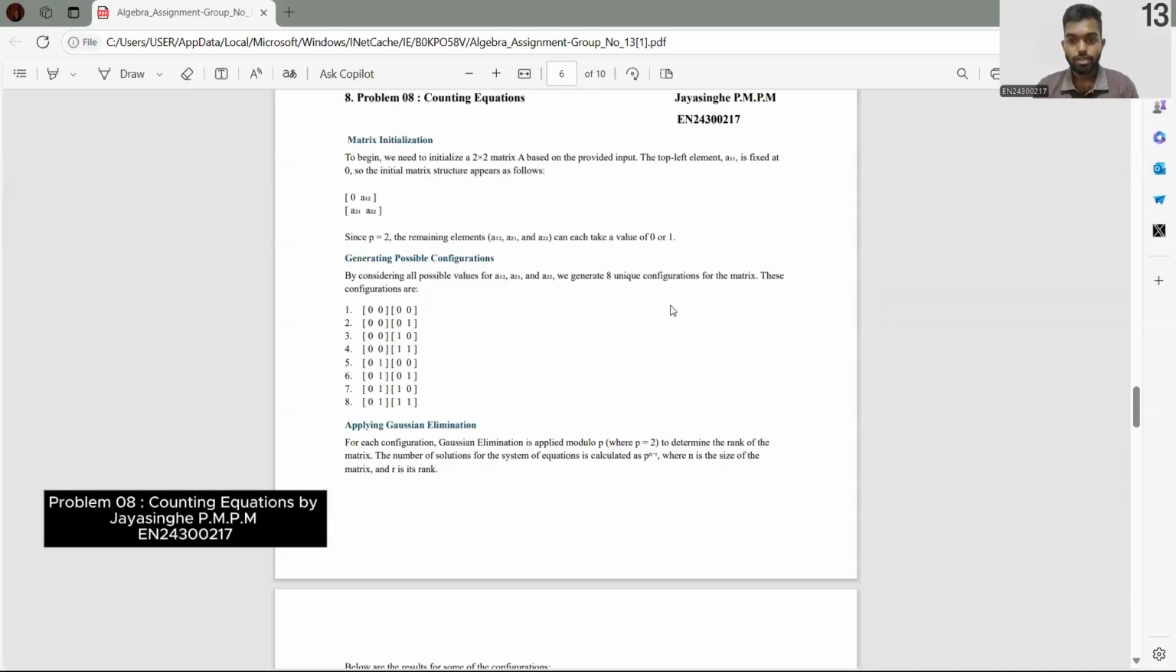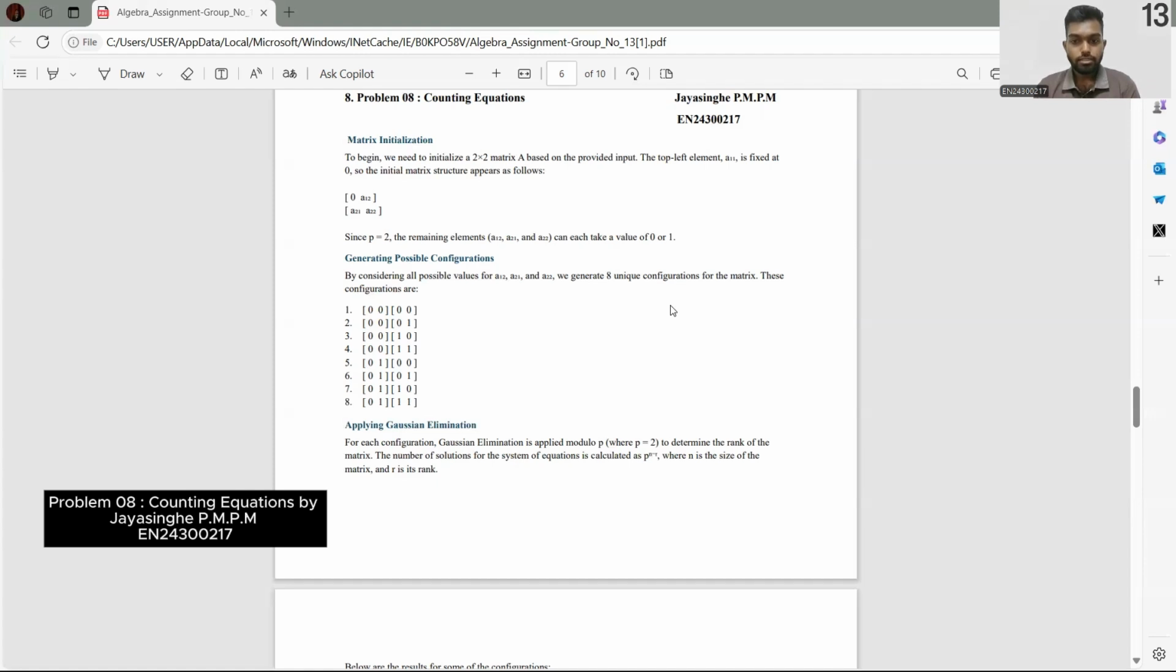In this problem, we aim to evaluate the 2 by 2 matrix to determine its possible configurations and solutions under modulo. The matrix is initialized with its top left element fixed as 0, leaving 3 elements which can each take values of 0 or 1. This results in 8 unique matrix configurations.